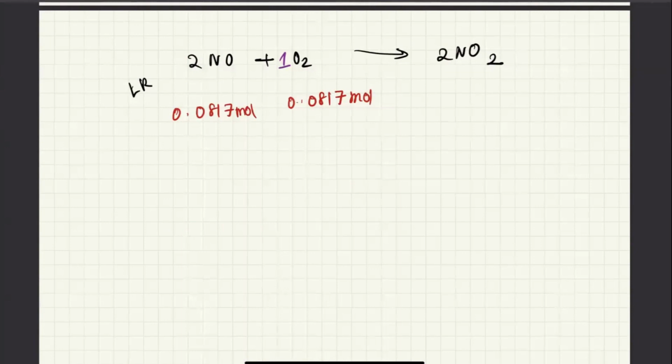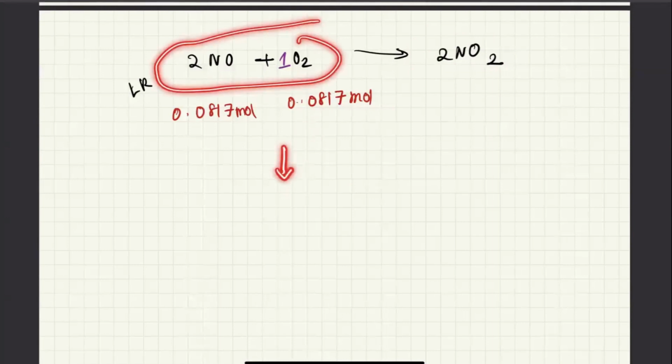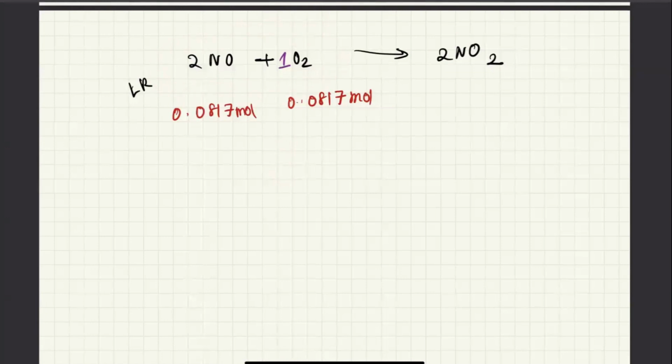Okay. Now, using the limiting reagent, we know that we can find how much NO2 is going to be produced, and also how much O2 is going to be consumed, because the amount of the reactant is going to decrease, and the amount of the product is going to increase. So we know how much NO2 is going to be produced and how much O2 is going to be consumed. So let's see. We know that NO is the limiting reagent. That means the whole amount of NO is going to be used in the reaction.